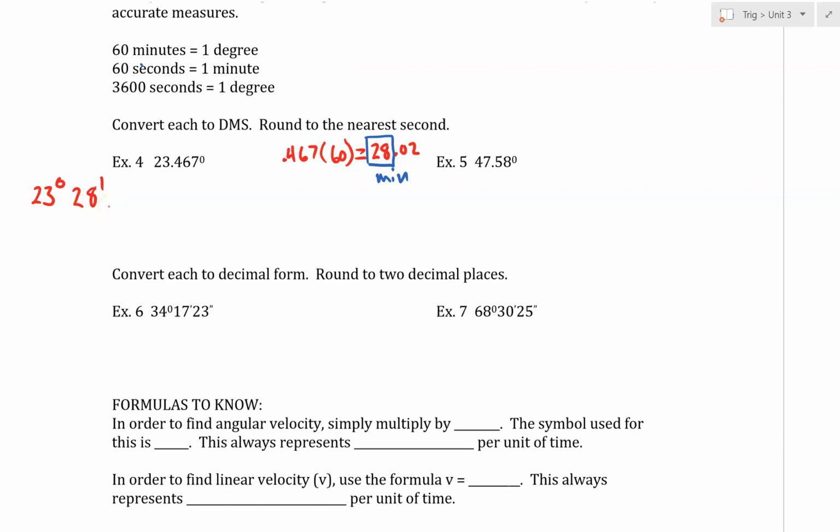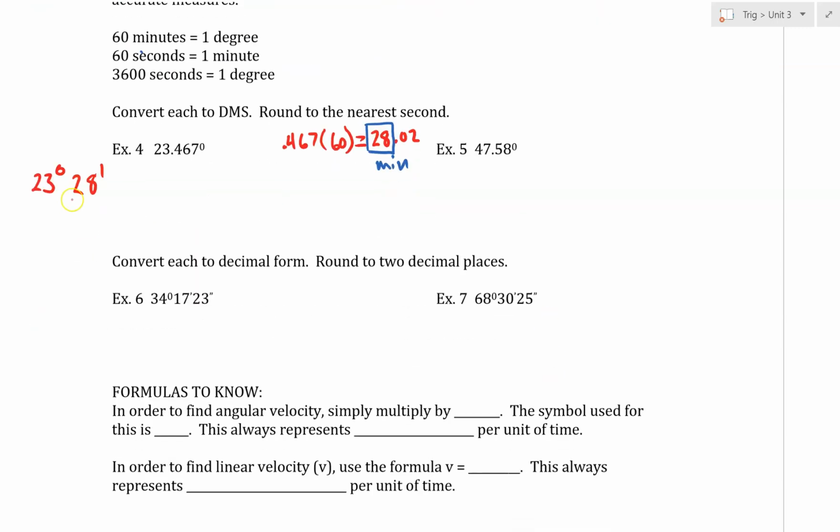Now I need the last part of this, degrees, minutes, and seconds. To find the seconds, I'm going to take what's left over here, 0.02, and I'm going to multiply that by 60. And that would give me the next part of my answer. Now we could do this a little quicker. I'm breaking this down just so you can see what happens.